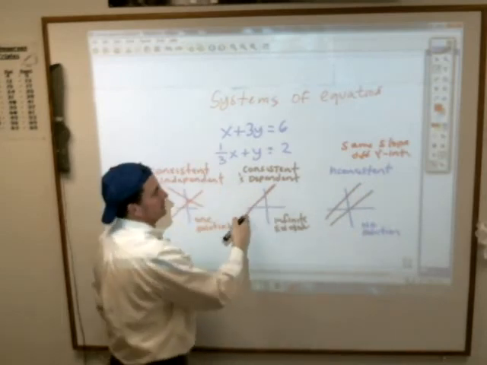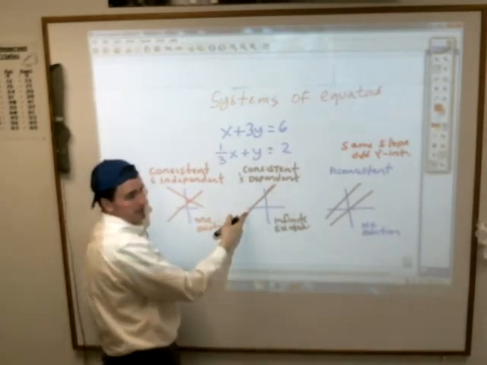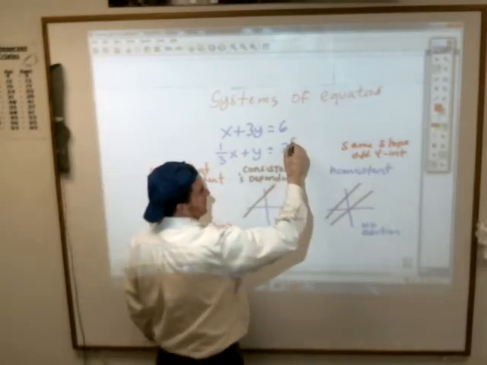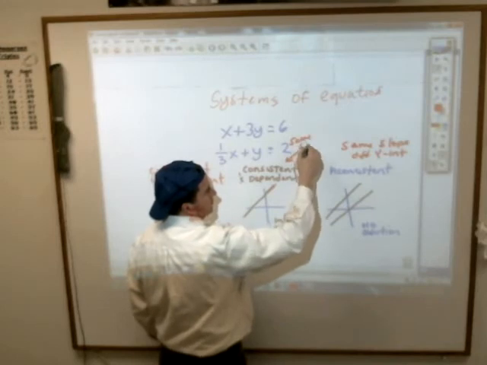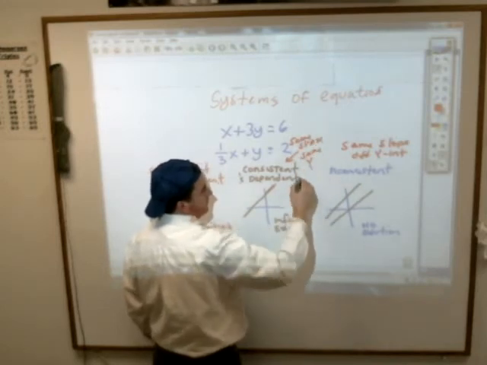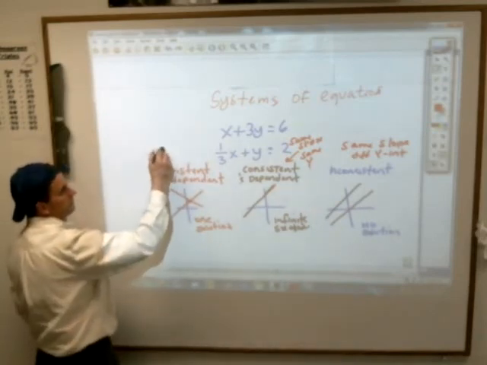Okay, because these, if you were in this case here, would also have the same slope, except this would have the same y-intercept. So this one is same slope, same y-intercept. This one here would have different slope. That's all there is to it.